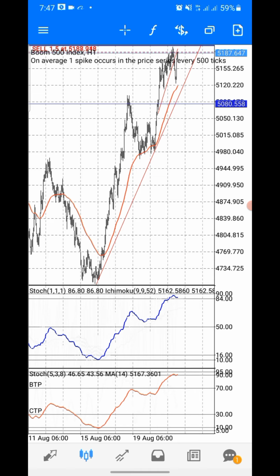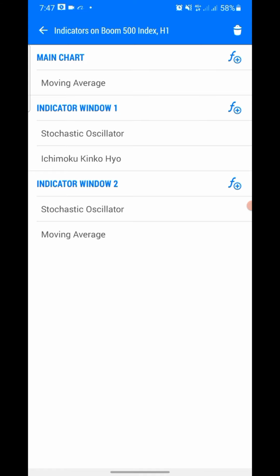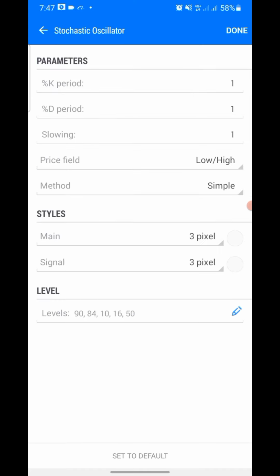So let's start with indicator window 1, which is the first one with the blue indicator. On indicator window 1, we have two indicators. We have the stochastic oscillator and we have the Ichimoku. For the stochastic oscillator, these are the settings. We have the K period, D period, and slowing period as 1, which is the triple one, and the method is simple. If you notice the styles, the main styles and signal styles all have white color.